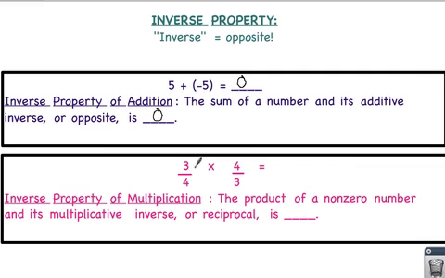The inverse property of multiplication is when we take a number and multiply it by its multiplicative inverse, or reciprocal. Recall that the reciprocal is when you flip the fraction upside down. If I were to do 3/4 times 4/3, I could cross-reduce and get an answer of 1. So the product of a non-zero number and its multiplicative inverse, or reciprocal, is always going to be 1.